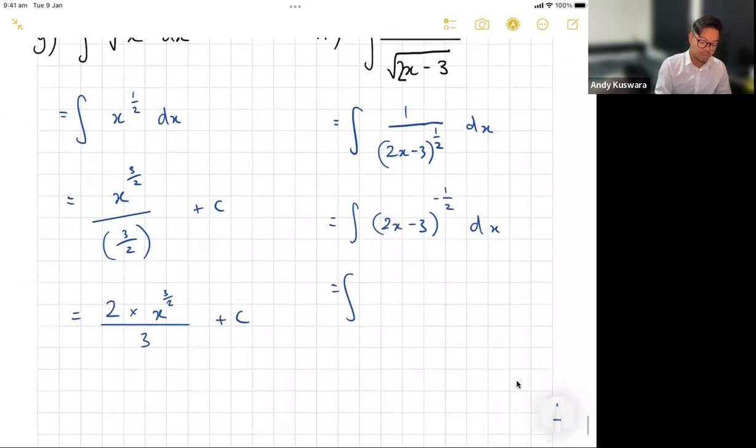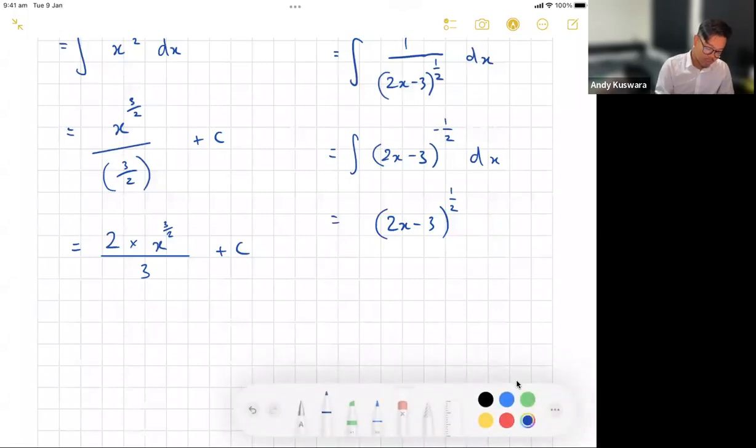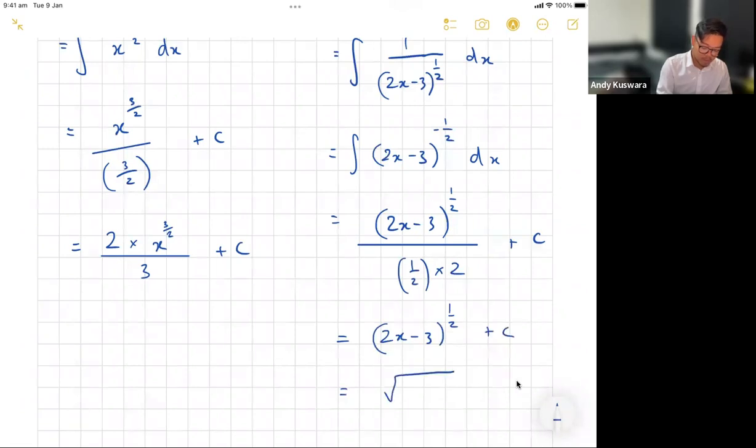Now, let's see if we can do this. Let's add 1 to the power. What's negative 1 plus 1? Actually, it becomes positive half. Don't need the integration sign because now I'm actually doing the math. Now I'm adding 1 to the power, so I'm going to divide it by the new power. And I'm also going to multiply it by the coefficient of x, which is going to be 2. What's nice about the denominator this time is half times 2 is just 1. So my answer becomes 2x minus 3 to the power of half plus c. And remember, anything to the power of half is the same thing as a square root.